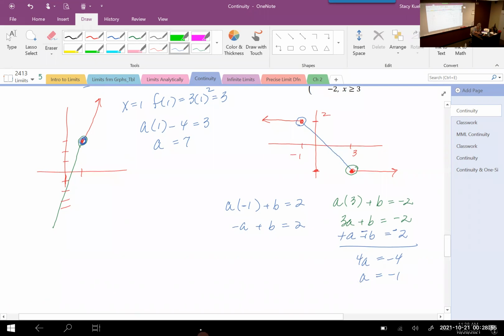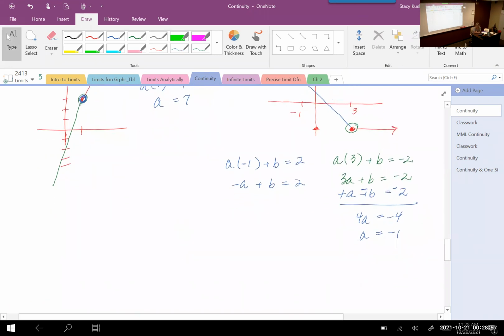Does everybody remember how to solve systems of equations? You either do substitution or you do elimination, addition. The addition elimination method is what I just did right there. We're adding together to eliminate the variable. Now that I know what a is, I need to plug that back in to find out what b is. So I've got 3 times -1 plus b is equal to -2. -4 plus b is equal to -2.